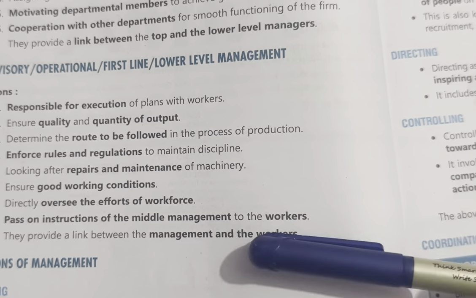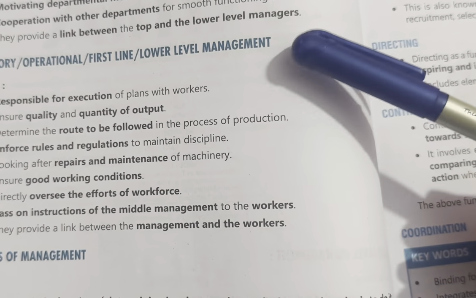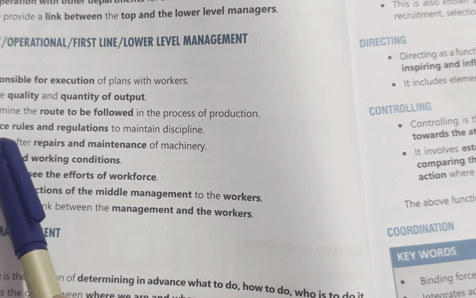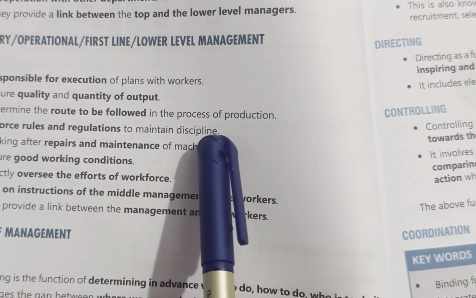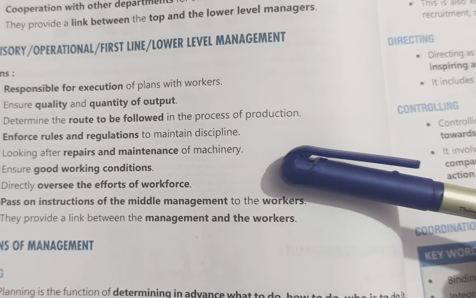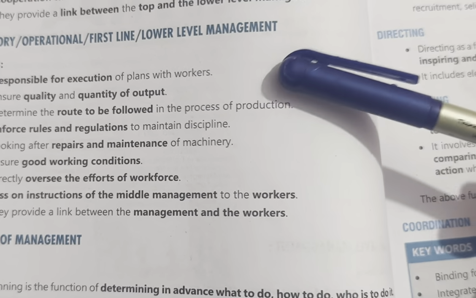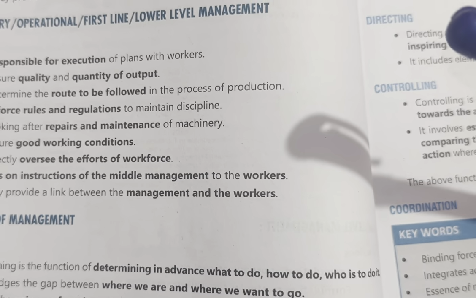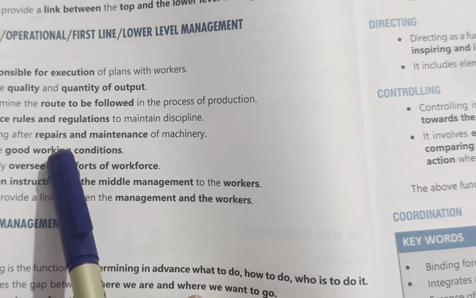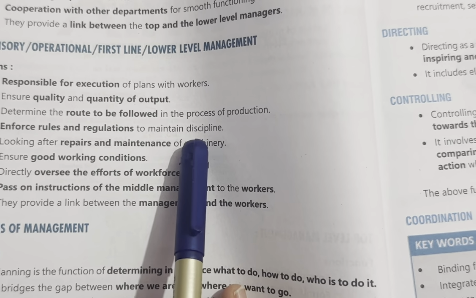So that way is done by lower level management. Enforce rules and regulations to maintain discipline. So to maintain discipline, as I told you, under lower level management, workers are there. So it's a duty of lower level management to supervise those workers. So for them, they enforce rules and regulations so that discipline can be there.